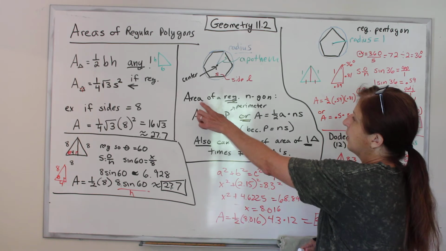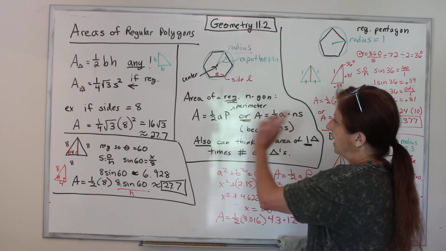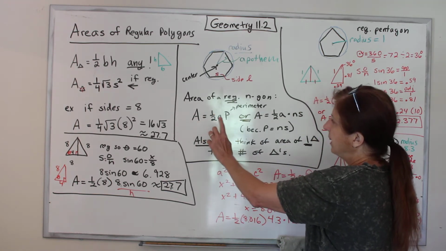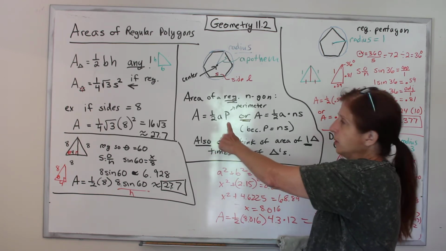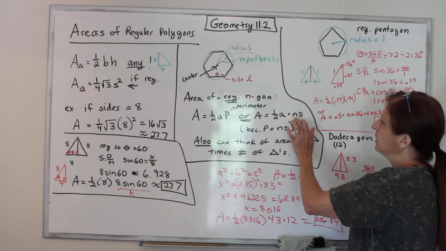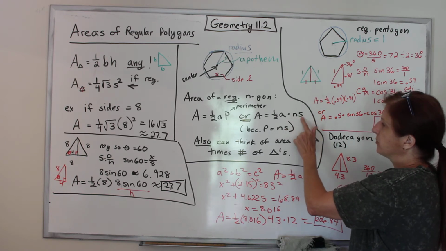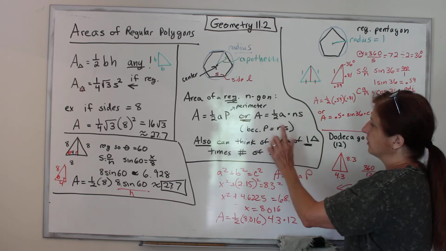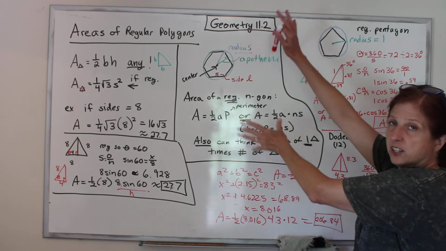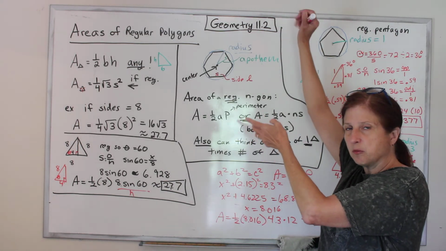Okay, so the area of any regular polygon, a certain number of sides, is equal to 1/2 times the apothem times the perimeter, or 1/2 times the apothem times the number of sides times the side length, because the perimeter equals the number of sides times the side length. Okay, so that's one way to do it. And if you remember that formula, woohoo! Nothing but biscuits and gravy.